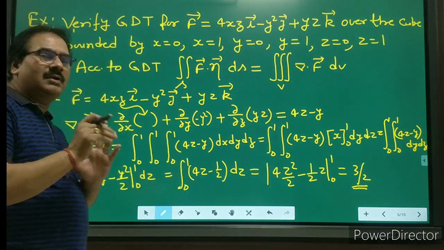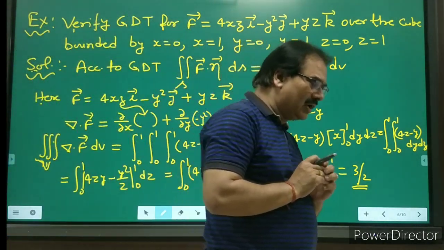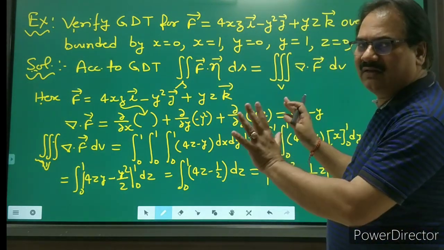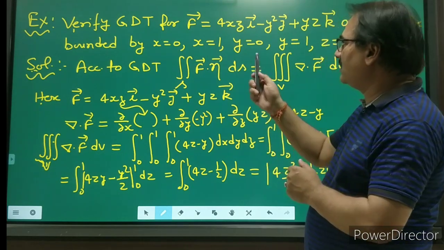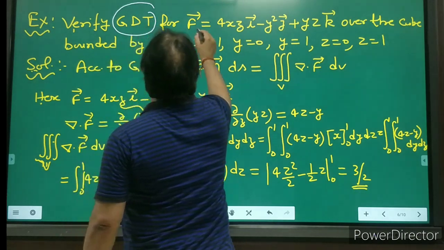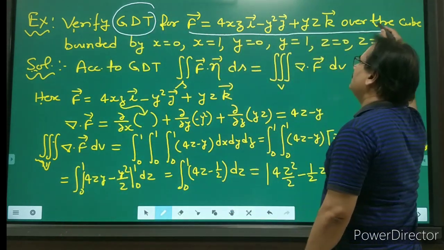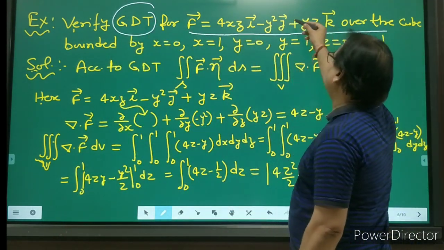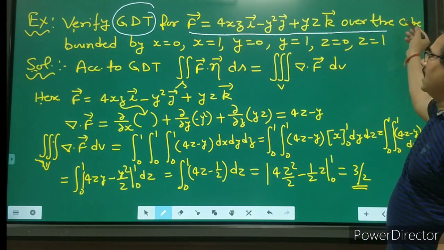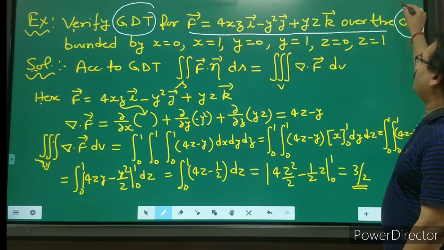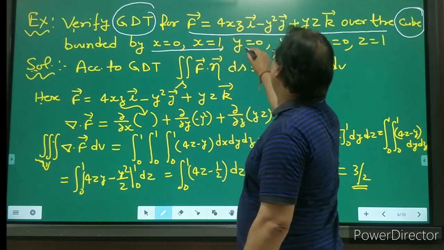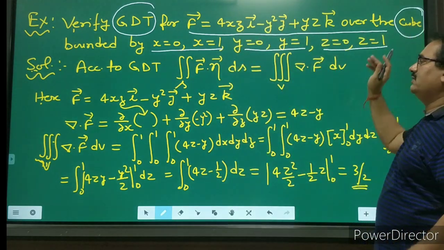Now let us look at one important question for engineering students: you have to verify the Gauss divergence theorem. I have taken one example, just go through that example. Verify the Gauss divergence theorem for the vector f given by 4xz i minus y square j plus yz k over the cube. Mind it, this is the cube, bounded by x is 0, x is 1, y is 0, y is 1, and z is 0, z is equal to 1.